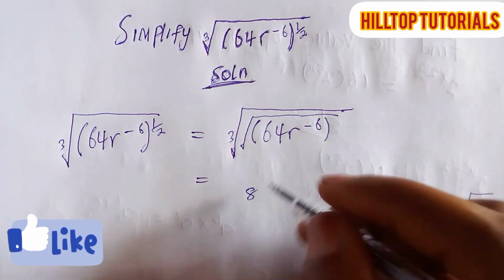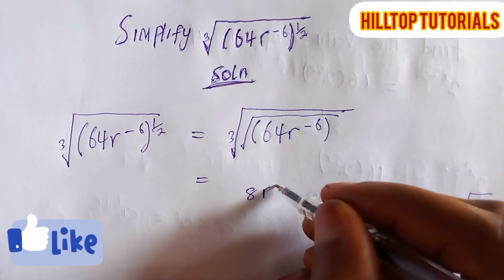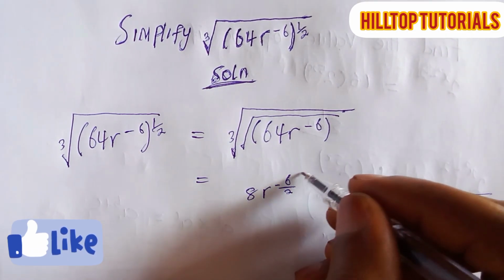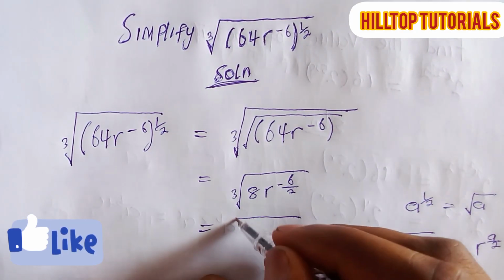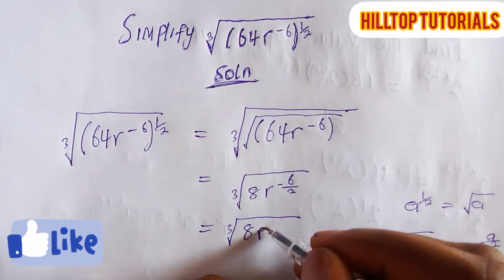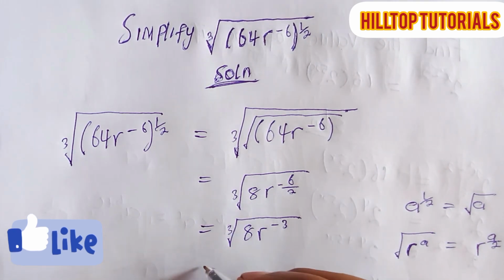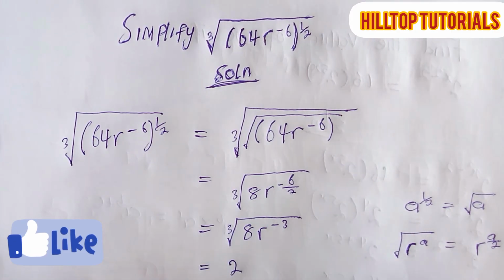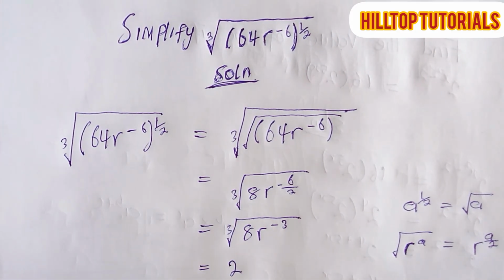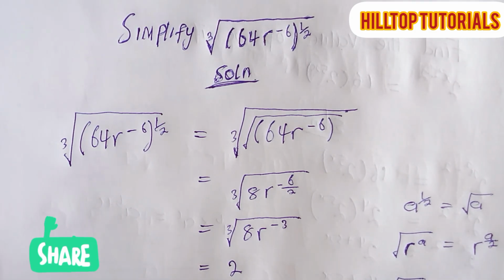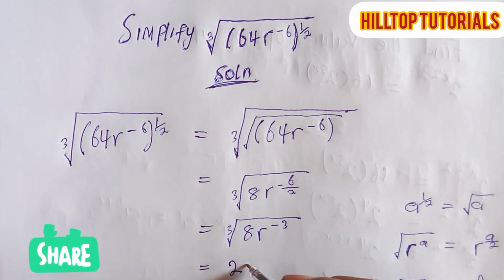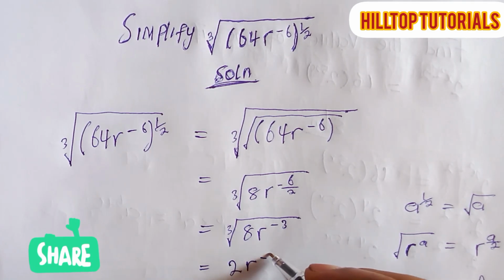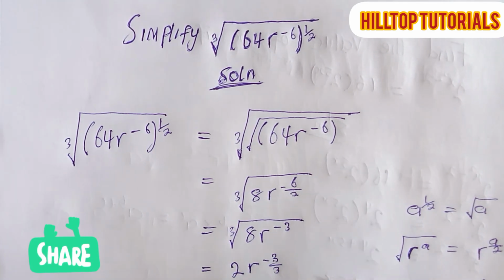We're going to apply that here. We have r raised to the power minus 6 over 2, everything cube root. And this gives us the cube root of 8 r raised to the power minus 3. Next, the cube root of 8 is 2. Now we're going to apply this same law here. The cube root of, let's say, a raised to the power n will give us a raised to the power n over 3. So, which gives us r raised to the power minus 3 over 3.